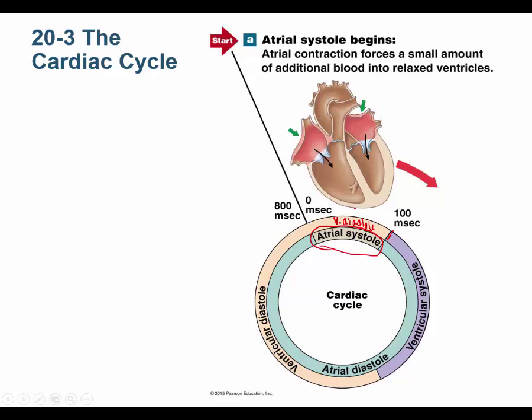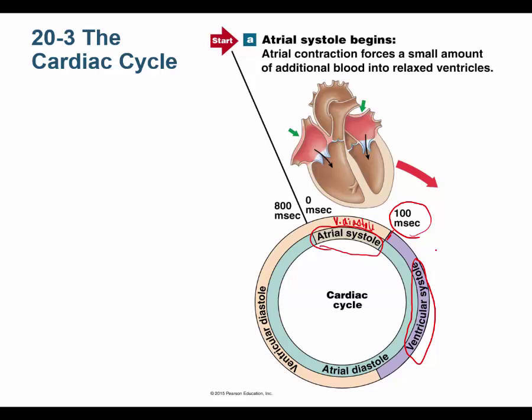And there was a 100 millisecond pause at the AV node that gave the atria time to contract and get all that blood into the ventricles. And there's your 100 millisecond pause. Now the AV node fires and it goes down the Purkinje fibers out to the ventricles. And I go into ventricular systole. Ventricular systole right here. This is when the ventricles contract.